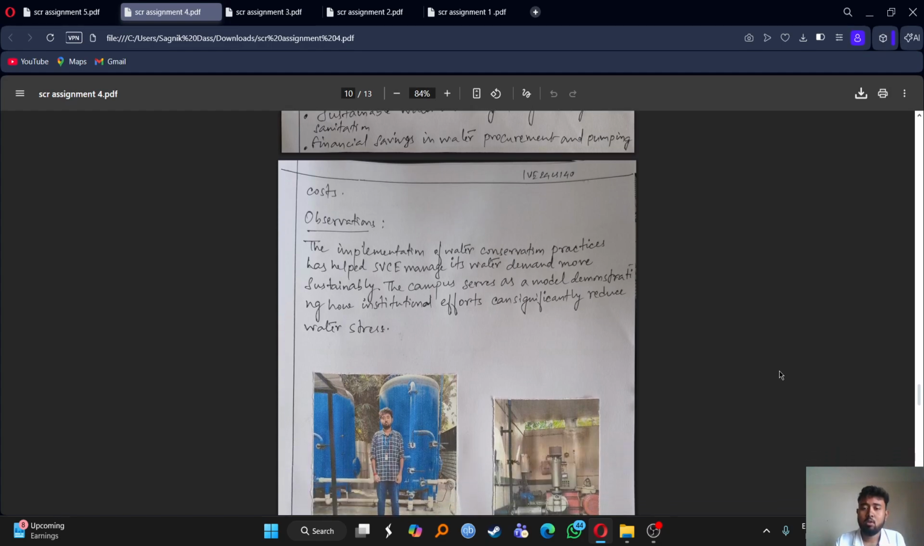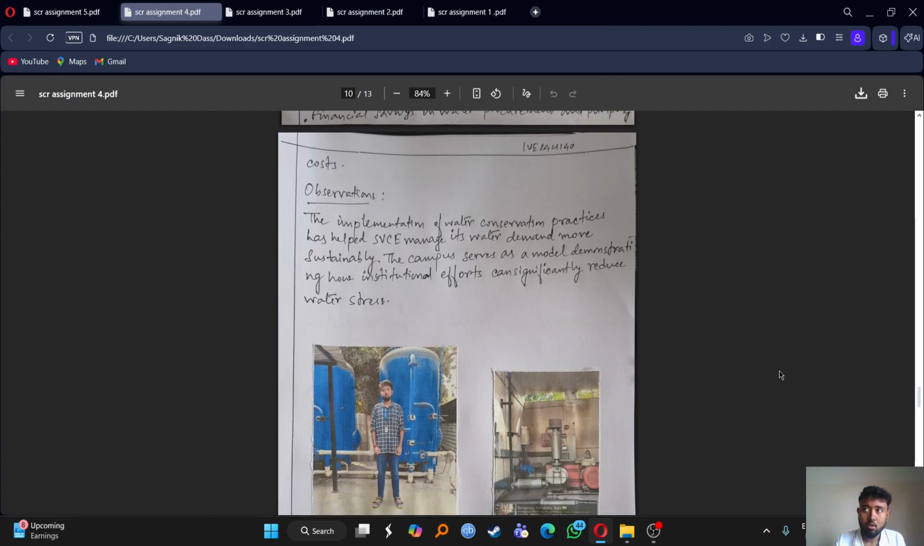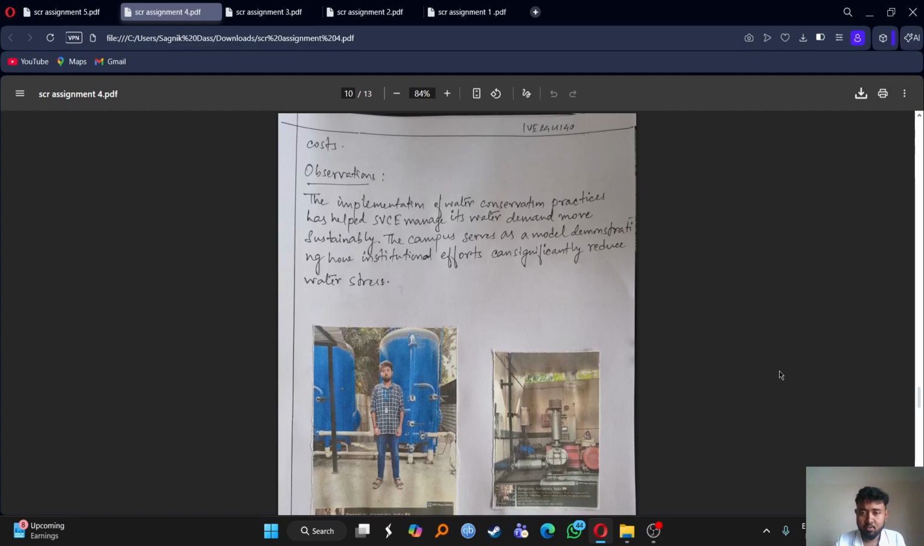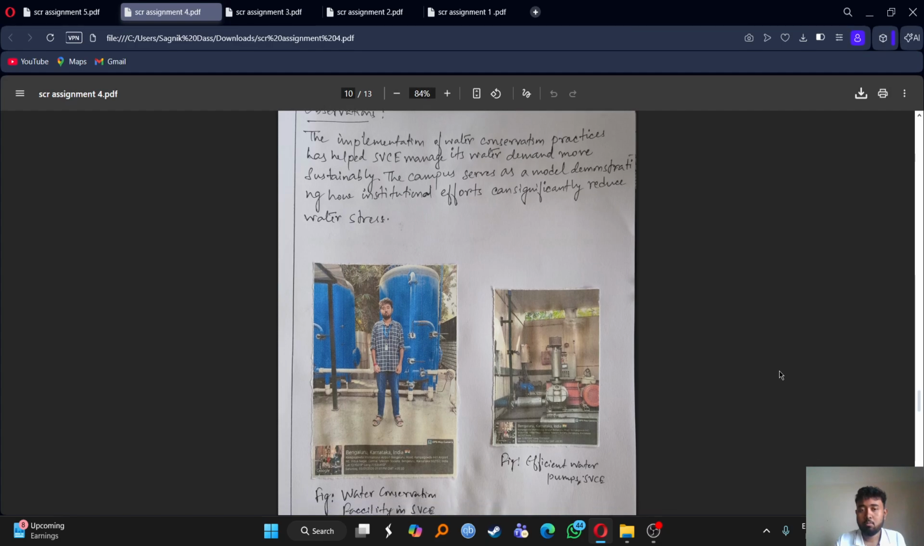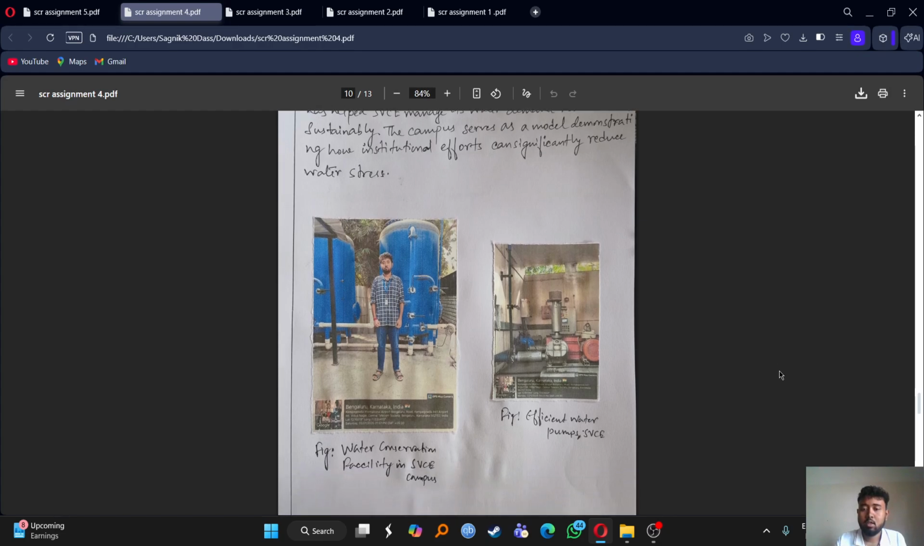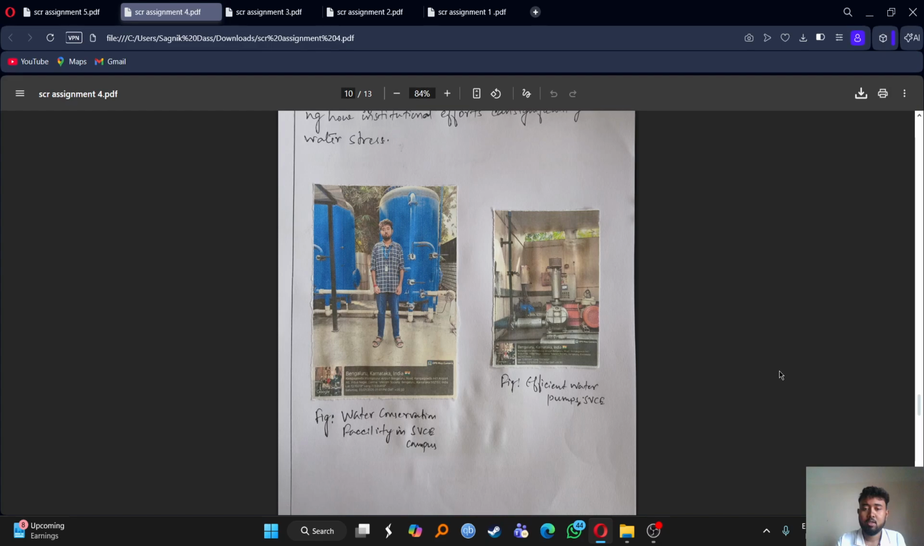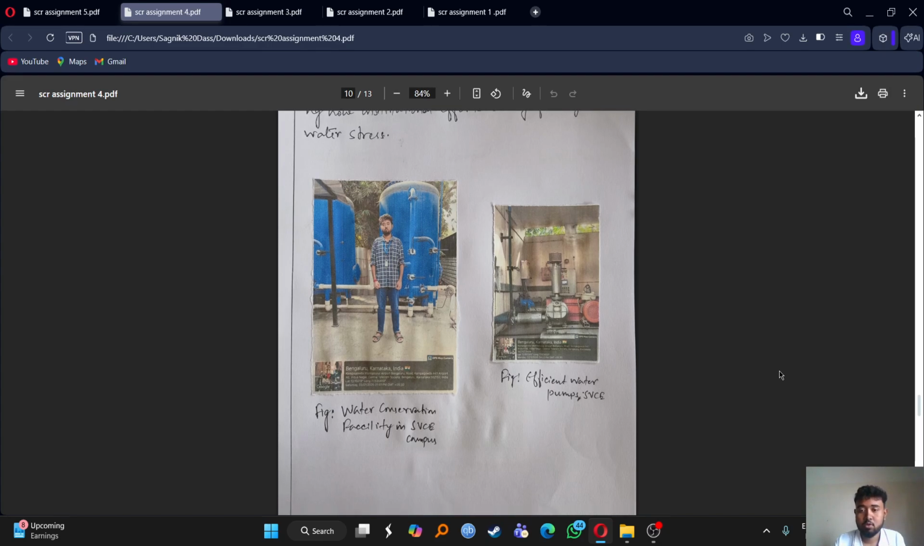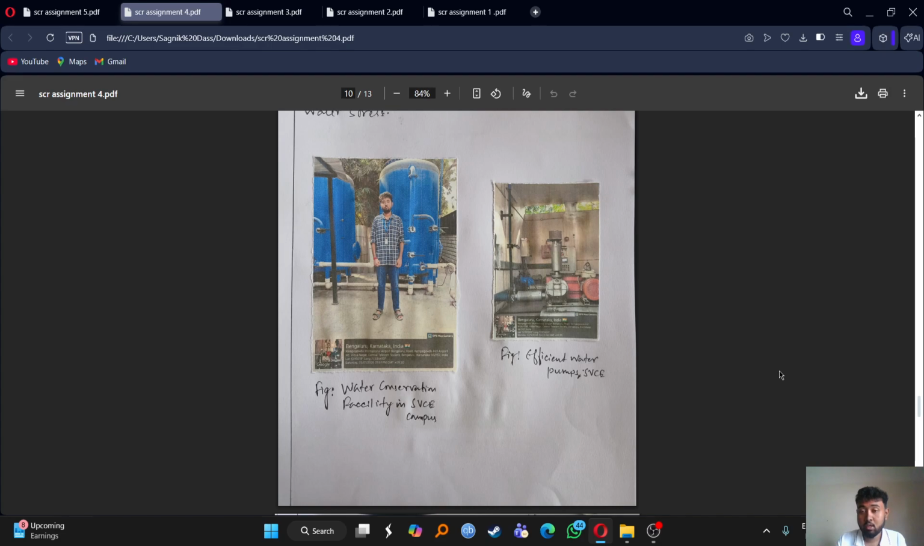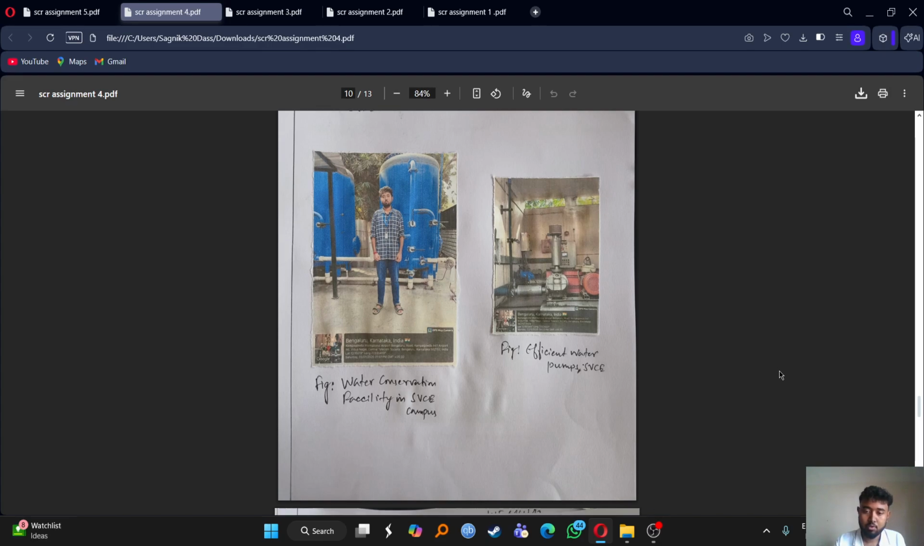Observation: obviously the water supply improved, water demand decreased, and dependence on the authorities also decreased. These are the water conservation facilities on our campus, such as efficient water pumps, which do water pumping with minimal water wastage.